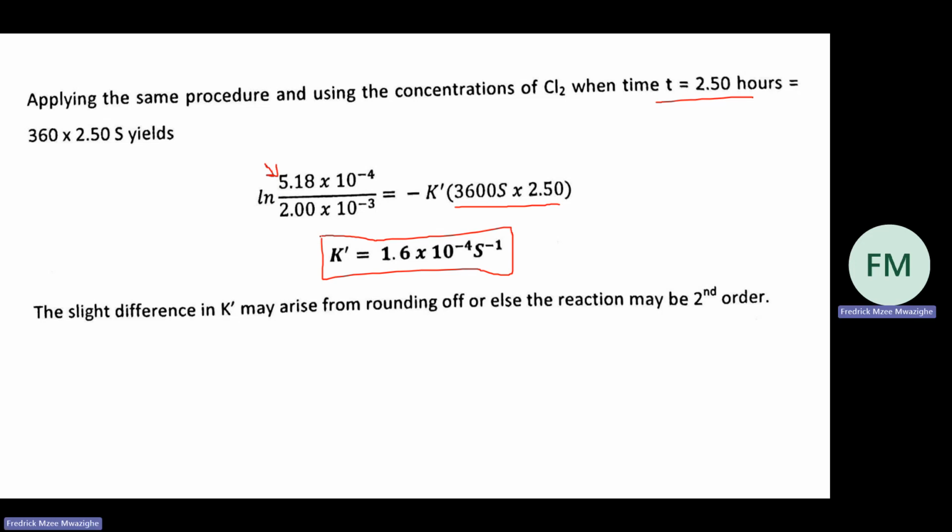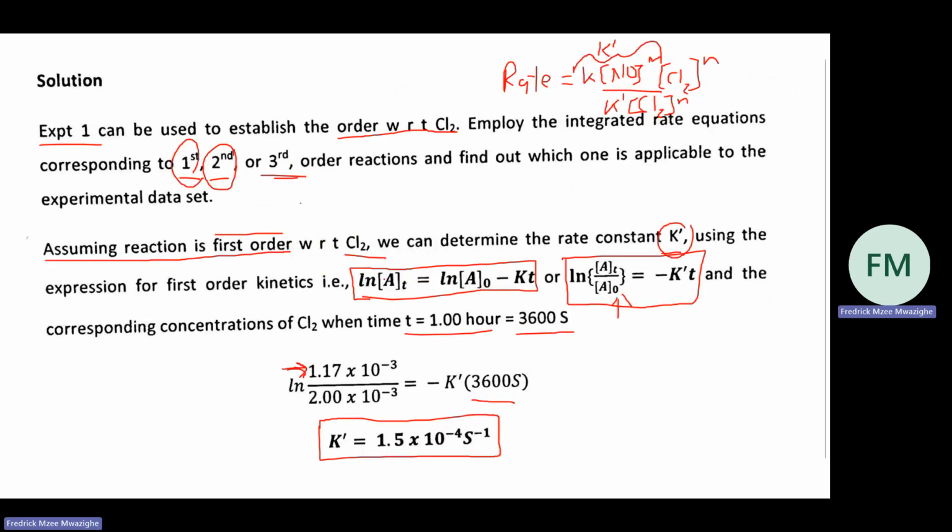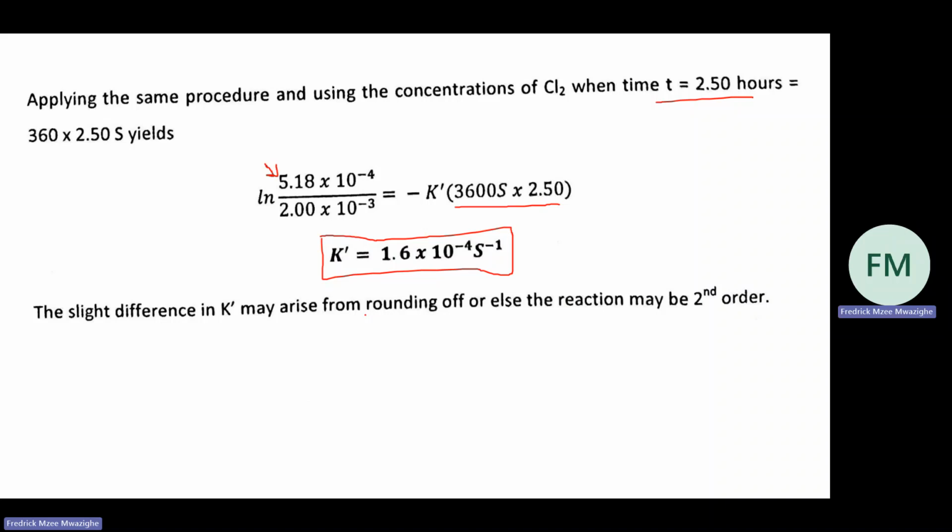When you compare the two values, this is 1.6 times 10 to the power minus 4 per second, and the first one was 1.5 times 10 to the power minus 4 per second. So you see that the two values are very close. The slight difference in the K prime values can be a result of rounding off in the calculation. Otherwise, the reaction would be second order.